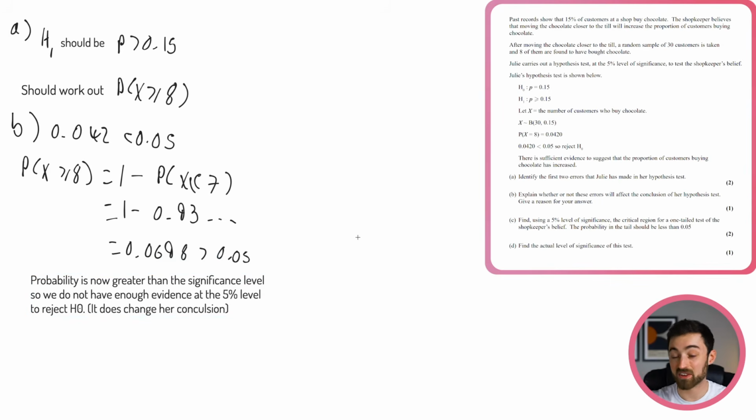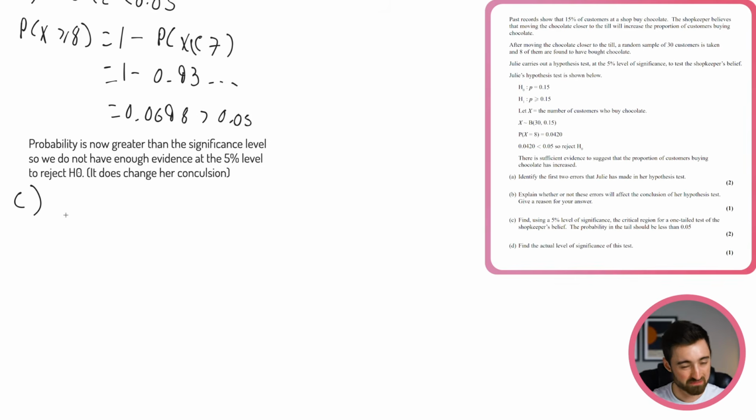Let's see. Find, at a 5% level of significance, the critical region for a one-tailed test of the shopkeeper's belief. Okay, so critical regions. Now, this can be a bit confusing, but bear with me. Essentially, we need the tail, right? So we know it's going to look like this. We need the probability of X being greater than or equal to some critical value to be less than 0.05, right? We need the smallest critical value such that this is less than 0.05.